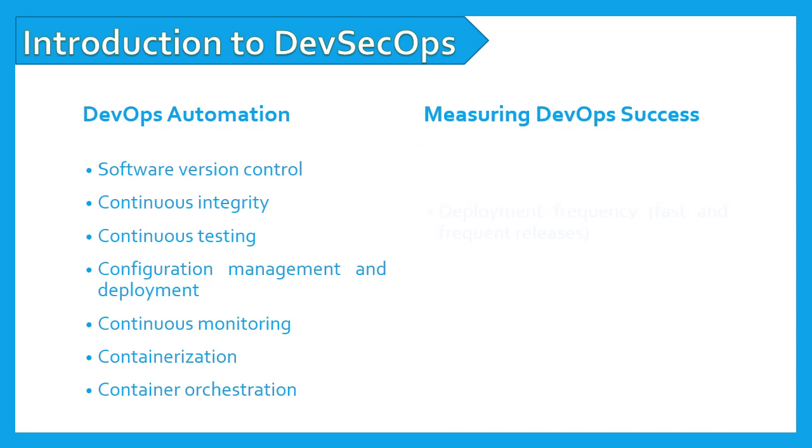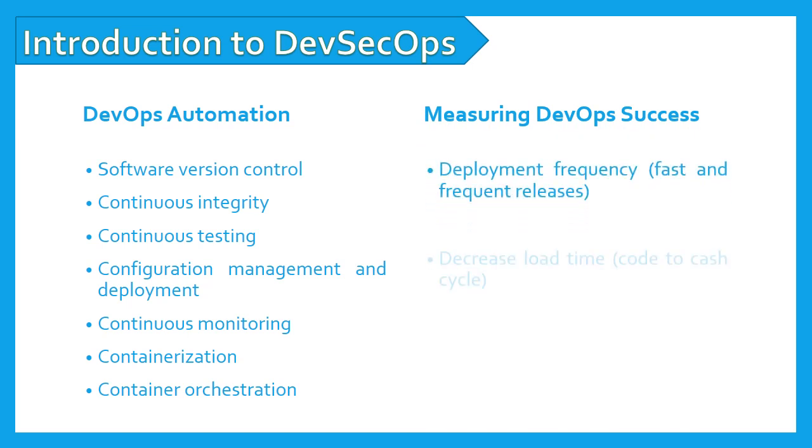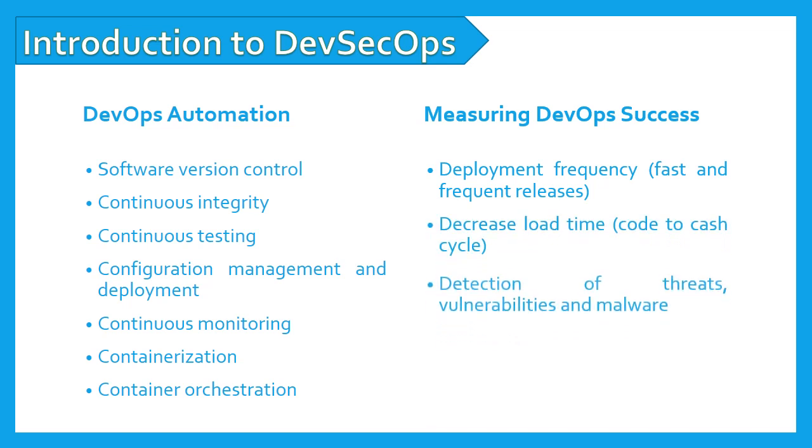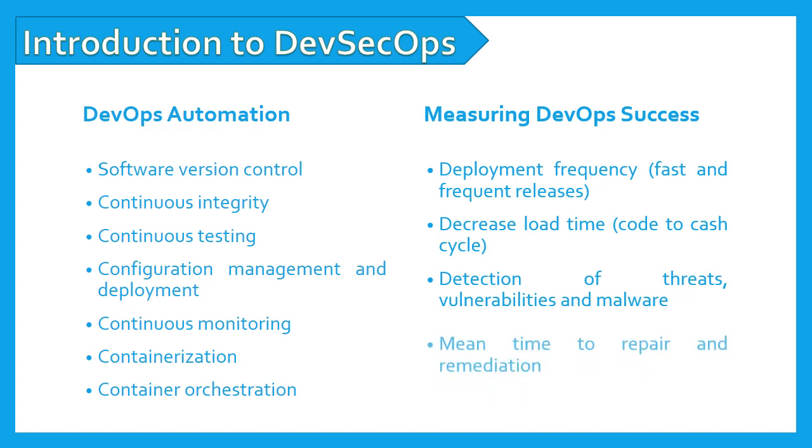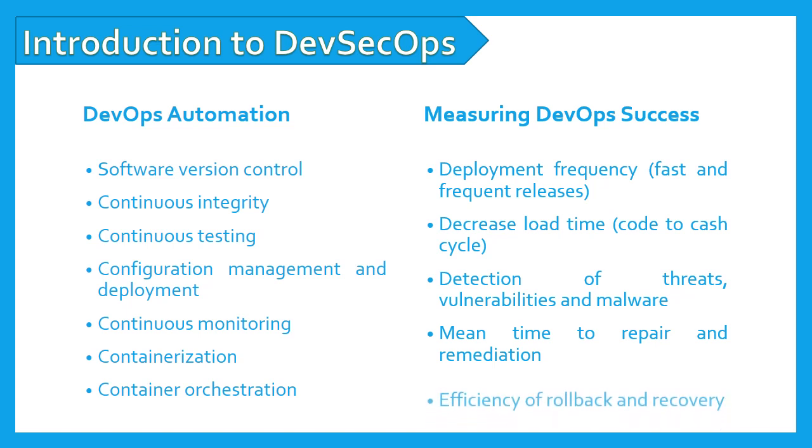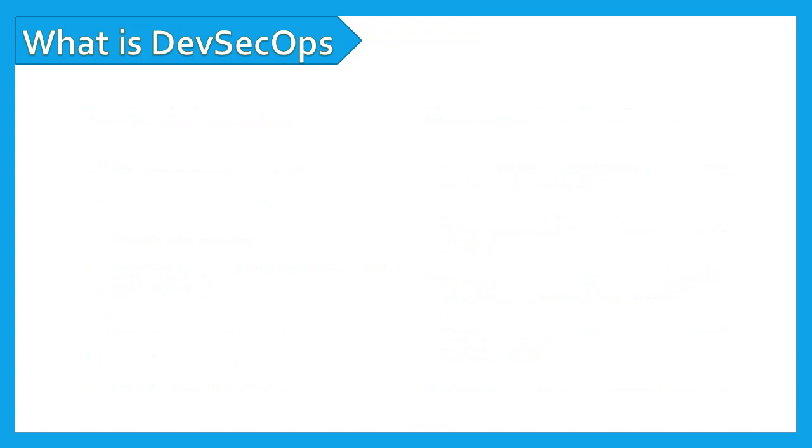Measuring DevOps success. Deployment frequency, fast and frequent release, decreased load time, go-to-market cycle, detection of threats, vulnerabilities and malware, mean time to repair and remediation, efficiency of rollback and recovery.